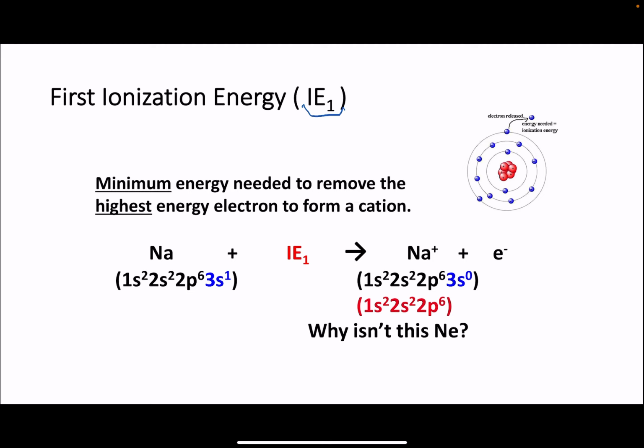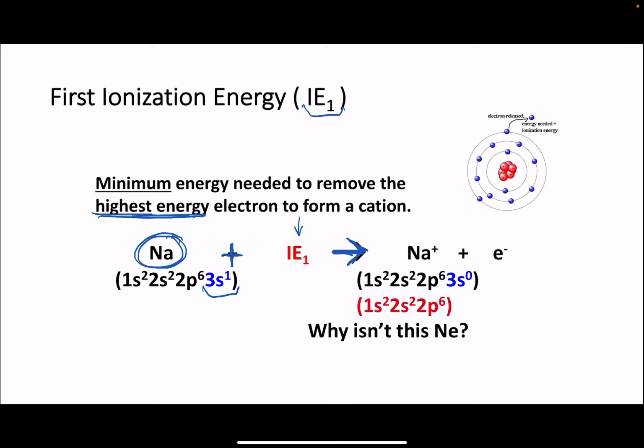The first ionization energy is the minimum energy needed to remove the highest energy electron to form a cation. Okay, so here's the sodium element, neutral sodium, and we can look at this as an equation and say we are going to take a neutral sodium atom, we are going to add ionization energy, some value of joules for every atom, and remove the outermost, the highest energy electron.